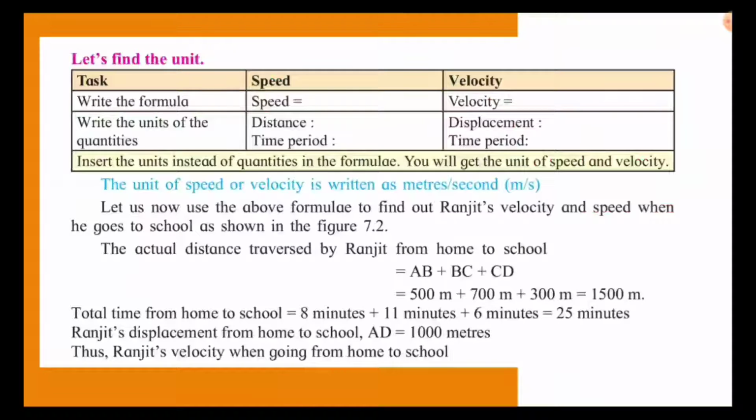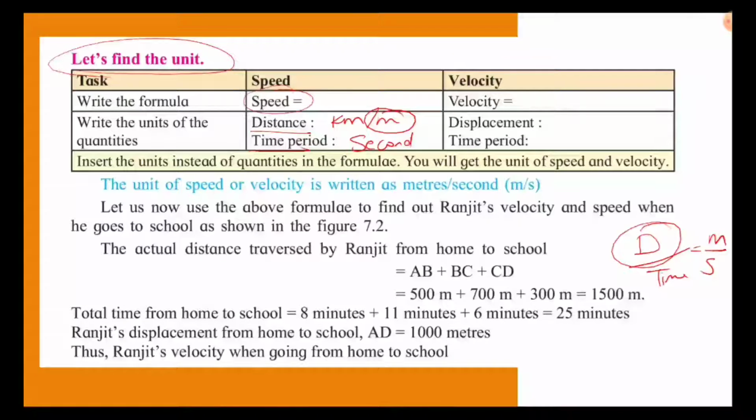Next, let's find out the unit. How do we find the unit? We know that distance upon time is the formula for speed, right? So if distance we are taking in kilometers or meters, whatever unit, suppose we are taking meters, and time is always in seconds. These two units, distance and time, are getting divided. So distance is your meter and time is your second. So speed will be nothing but your meter per second.